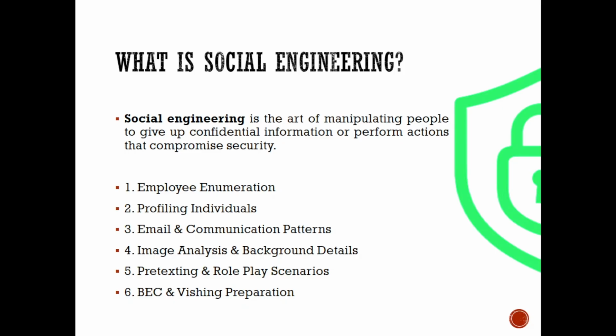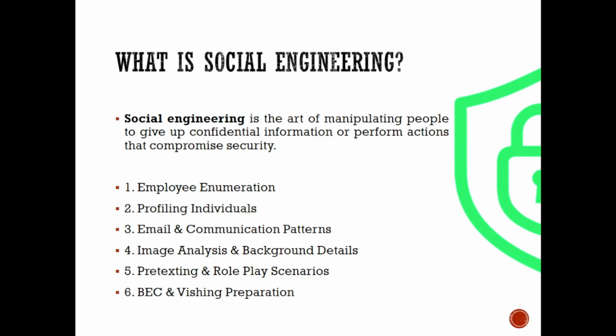2. Profiling individuals. Once people are identified, gather personal data to build psychological profiles. What to look for: interests, hobbies, pets, travel, photos that show workspace, screens, badge IDs, language, tone of writing, which helps in phishing, and work schedules or routines. Example: a user posts every morning from a coffee shop, perfect timing for a pretext call.